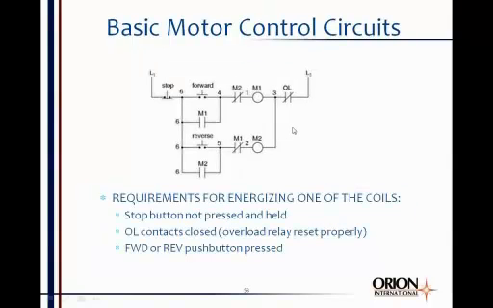Okay. Now, if you look at the requirements for energizing either one of the coils, here's what has to be true. First of all, you have to have power on the circuit, all right? So L1 and L2 have to be energized. Okay, and then the stop button can't be pressed and held. The overloads must be reset, so that this contact has to be closed, otherwise you'll never energize a coil. And if the stop button is not pressed, the overloads are reset properly, and you have power on the control circuit, when you push either the forward or reverse push button, it's going to work, okay?